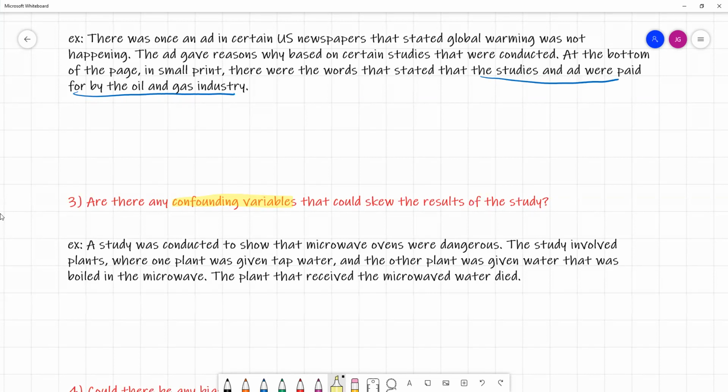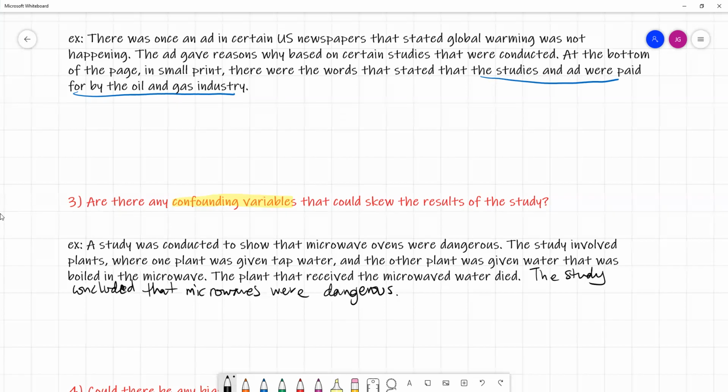And oops, I actually left out a little bit of an important sentence. Then we would say the study concluded that microwaves were dangerous. Okay, so that was the conclusion from the study.